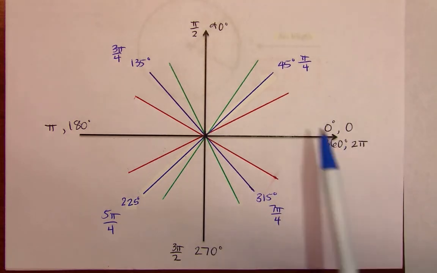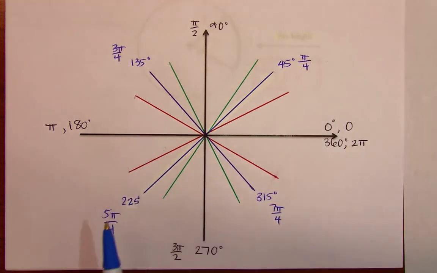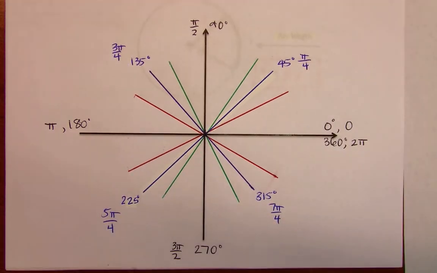You can also think about it in terms of counting by odd numbers. So 1 pi over 4, 3 pi over 4, 5 pi over 4, 7 pi over 4. But the 45-degree angles are all over 4.